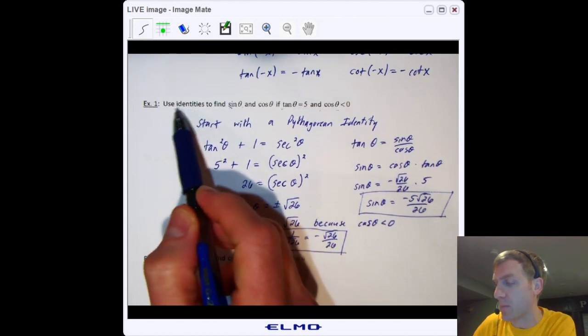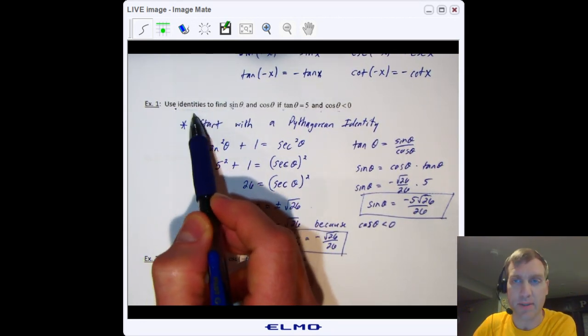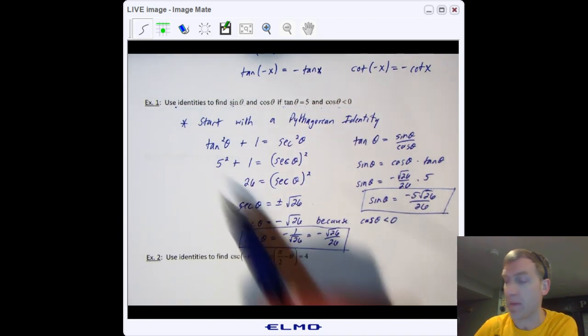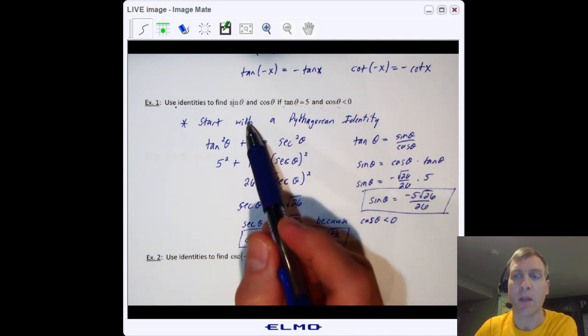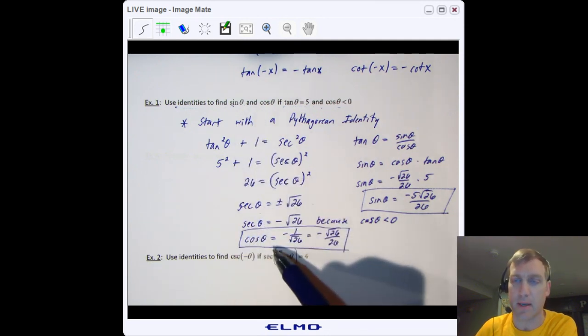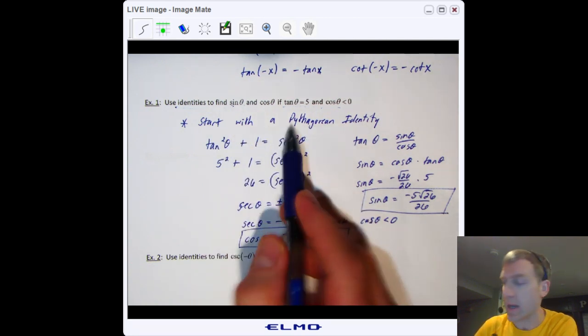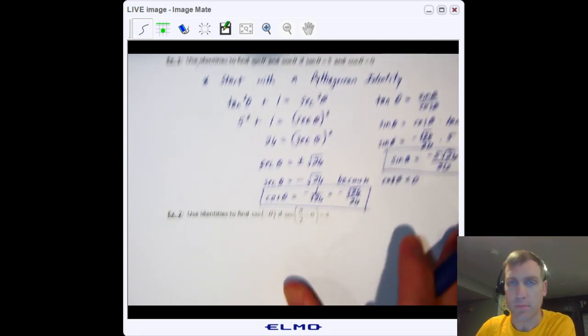But for these problems, when you do them from the book, I want to see you doing it like we did here. Practice using your trig identities. The first couple homework problems I'm going to give you are going to be very, very similar to this example one. So look back at this, follow the same steps I did here. Just always start with a Pythagorean identity, depending on which one you're given.